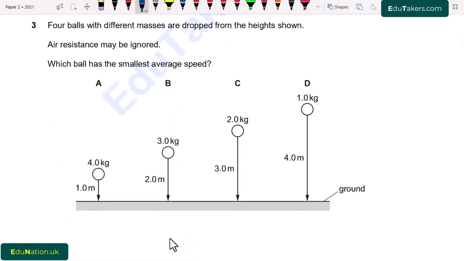Question number 3. Four balls with different masses are dropped from the heights shown. Air resistance may be ignored. Which ball has the smallest average speed? So here we have to show which of the following balls has the smallest average speed.